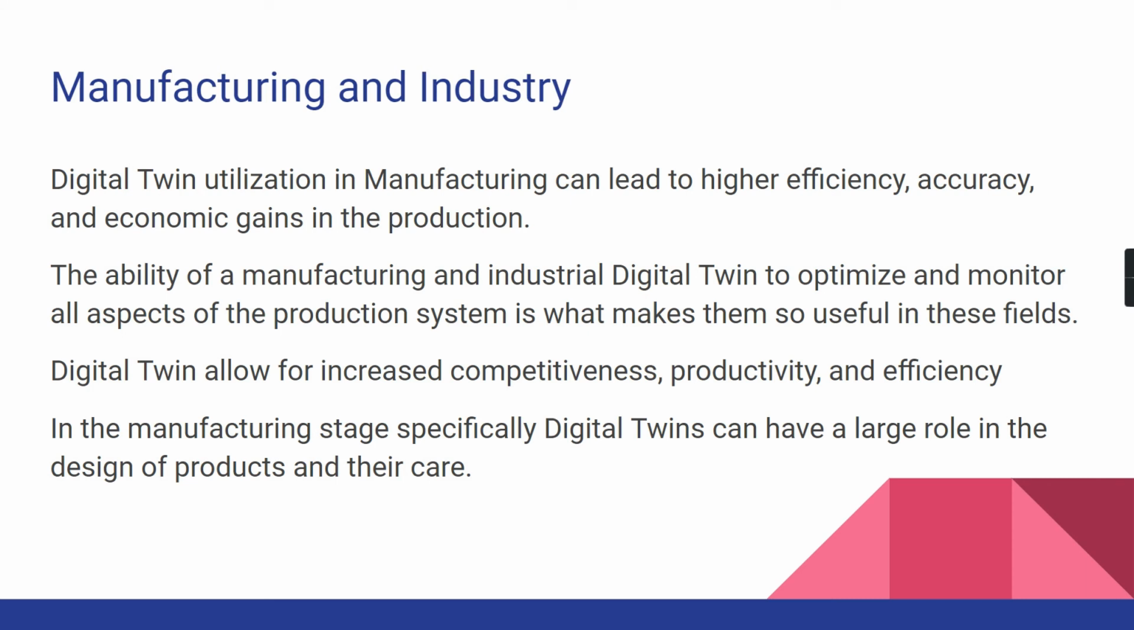In manufacturing and industry, you could see digital twins help manufacturers lead to higher efficiency and accuracy and economic gains in the production. The ability for manufacturers and industrial digital twins to optimize and test future aspects of a different production system would be big, and it would help increase the competitiveness, productivity, and efficiency of many different manufacturers.